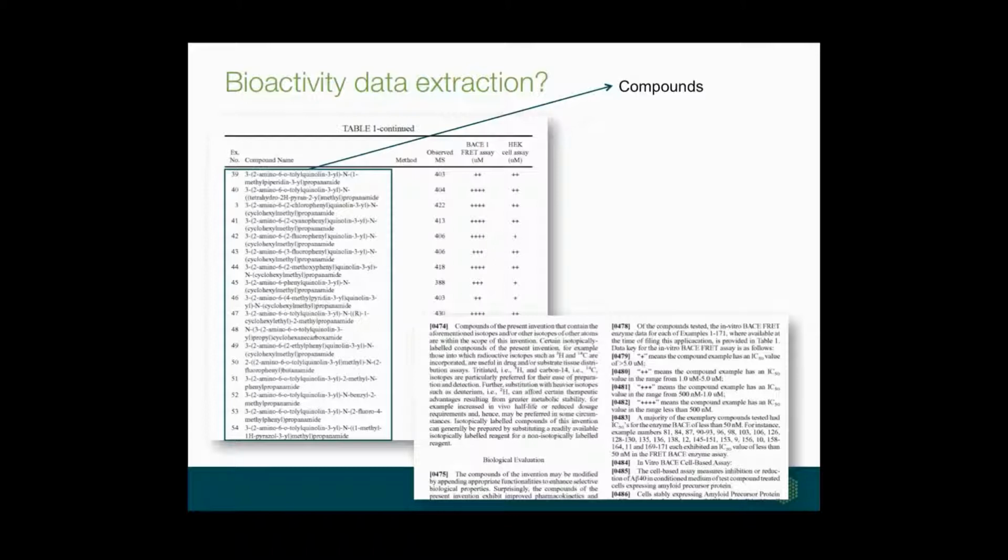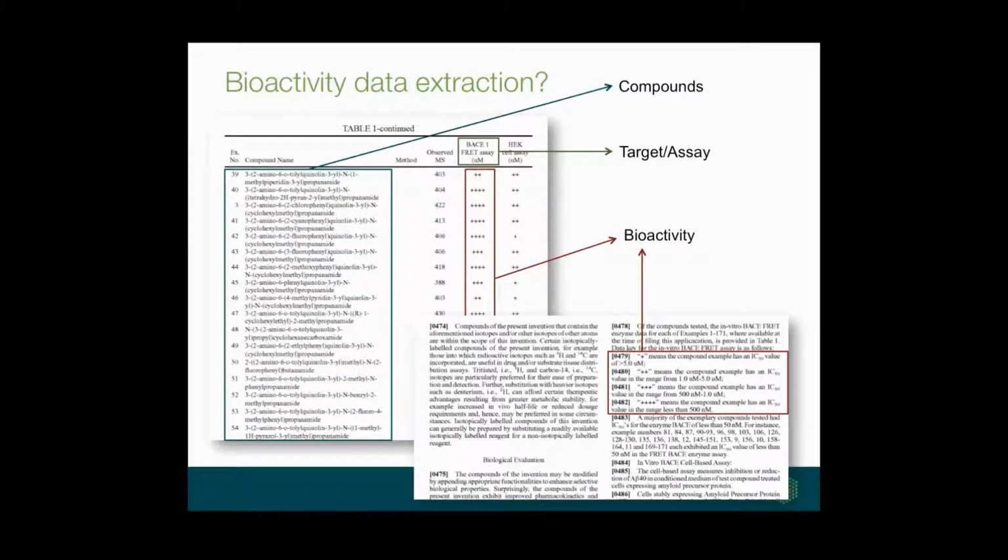So this is an example of how the bioactivity data are reported in a patent document. So you have a table. The first column has the compound name, and then the name of the target is in a header in another column, and then you have these cross signs, and then somewhere else in the patent document there is a legend that explains what these cross signs mean, and this is very difficult to parse using an automated text mining method.